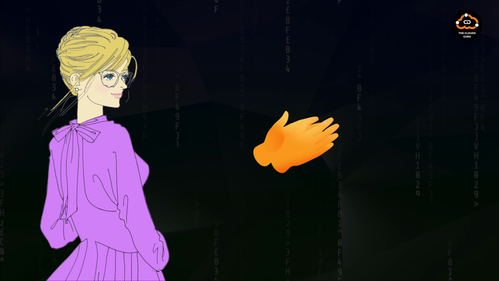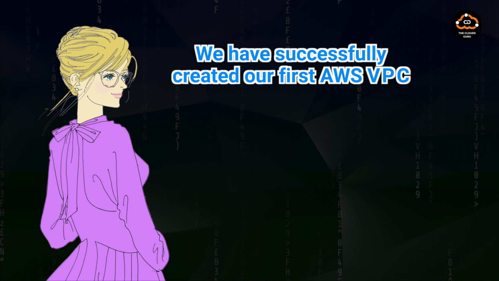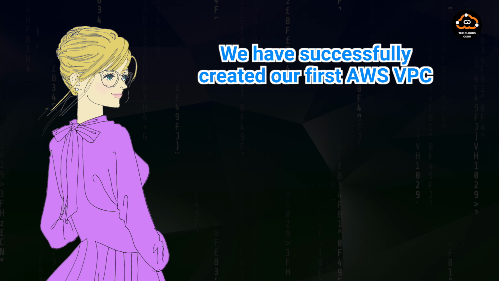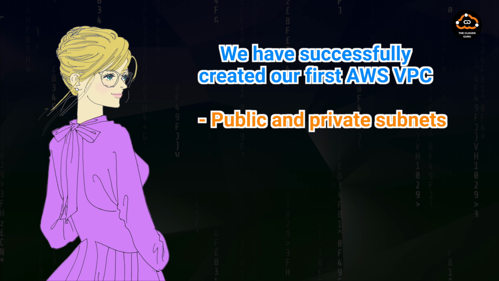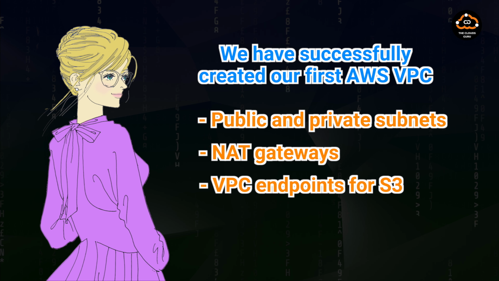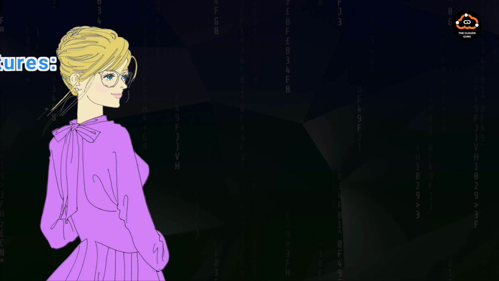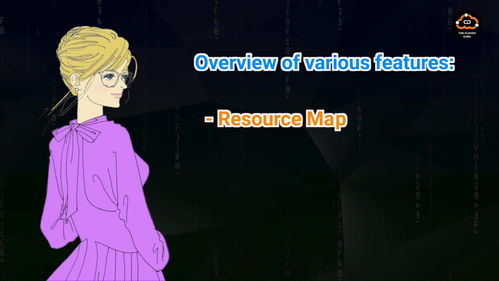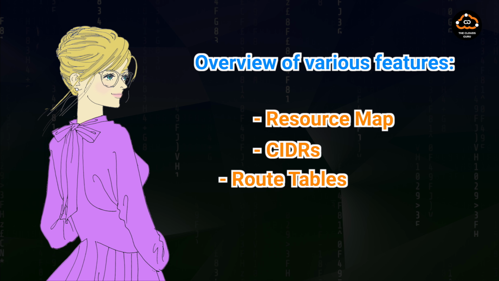And there you have it, gurus. We have successfully created our first AWS VPC complete with public and private subnets, NAT gateways, and even enhanced security measures like VPC endpoints for S3. You've also gotten an overview of various features like the resource map, CIDRs, and route tables, giving you a comprehensive understanding of how everything connects.